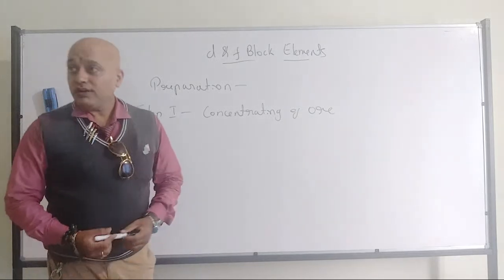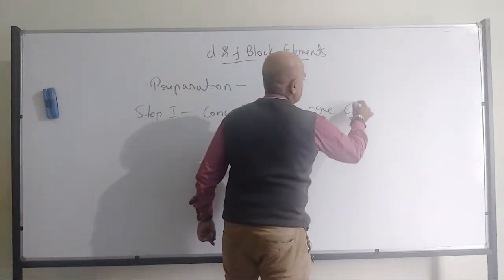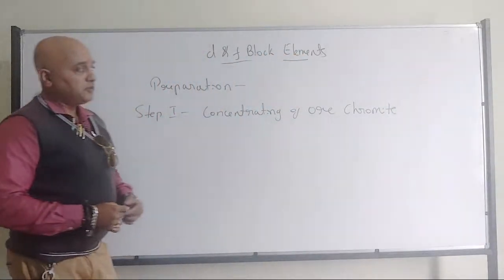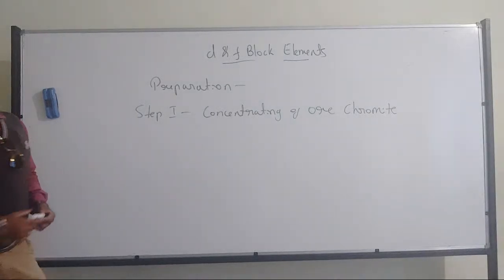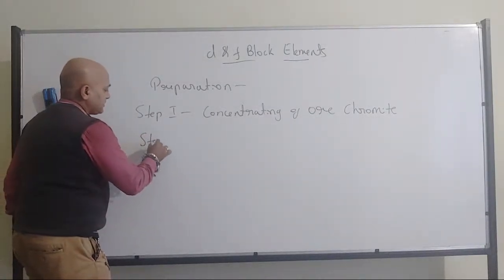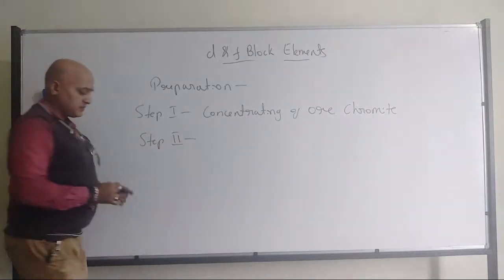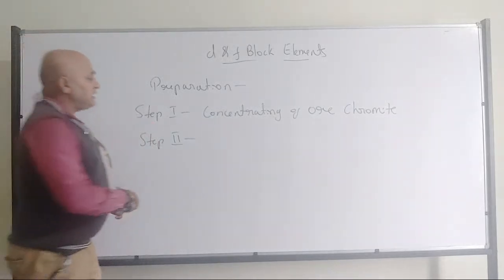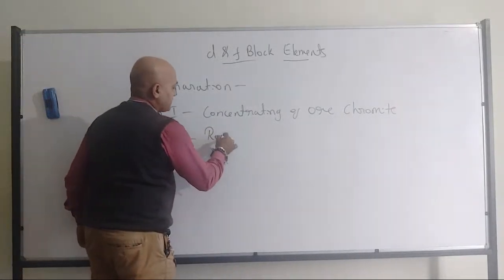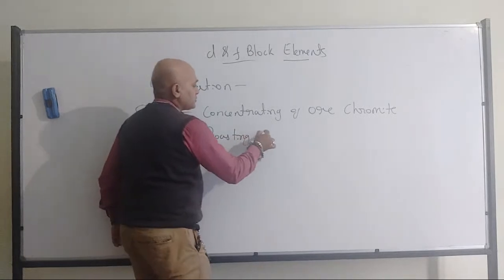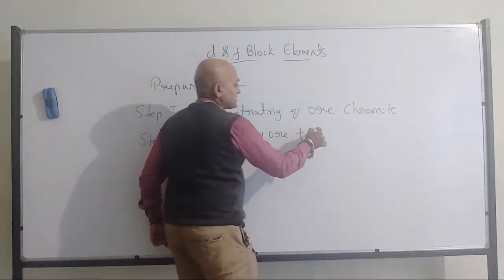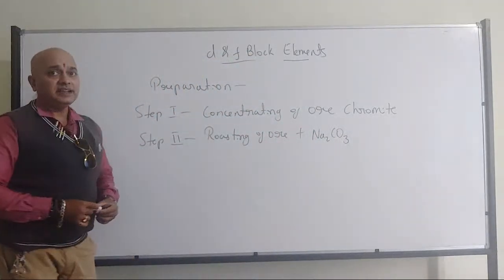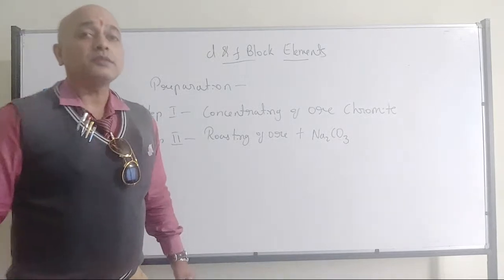So which is that ore? Chromite ore, right? So we have the first step. What is the second step? Second step is roasting of the ore. Roasting of ore in presence of sodium carbonate, right?